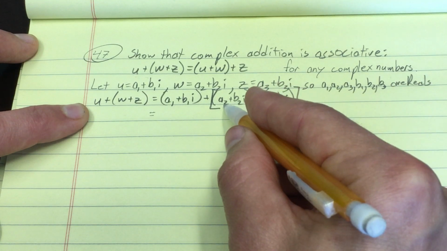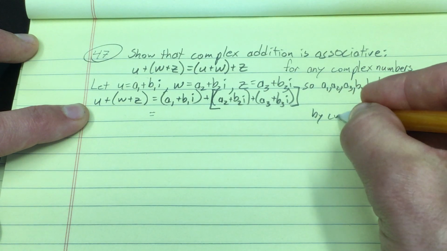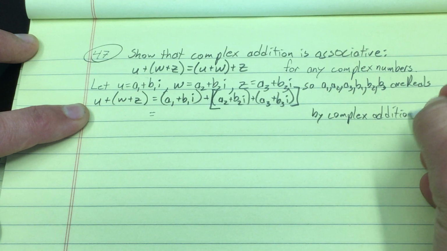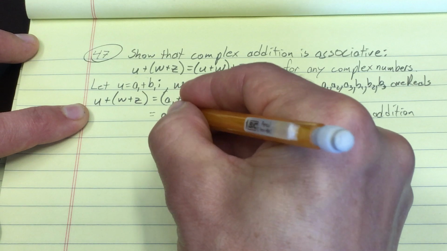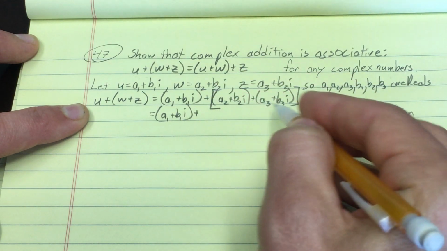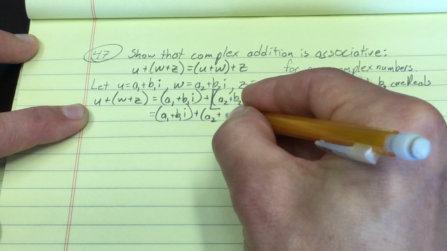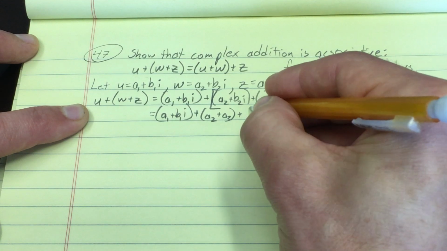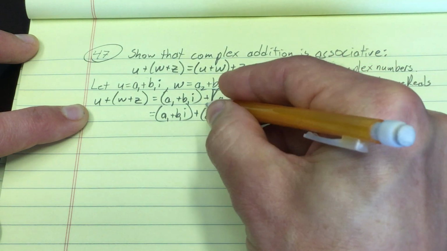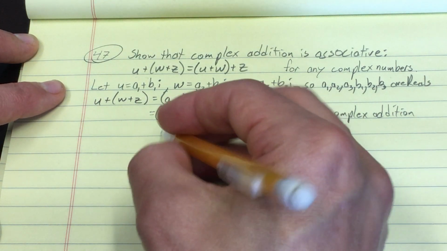So what's complex addition do? It adds the real parts and it adds the imaginary parts. So by complex addition, a1 plus b1i plus, what is this thing? It's a2 plus a3 plus b2 plus b3i. That is a complex number. Okay, we added the real parts, we added the imaginary parts.